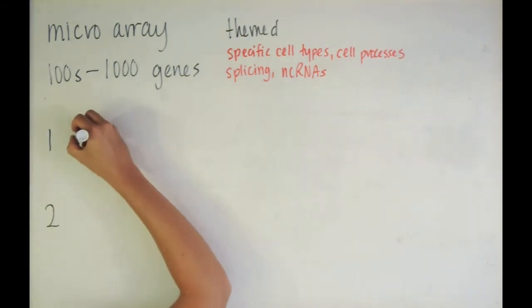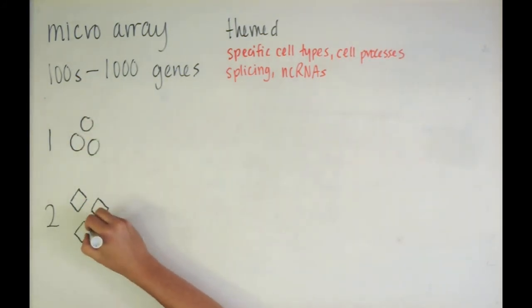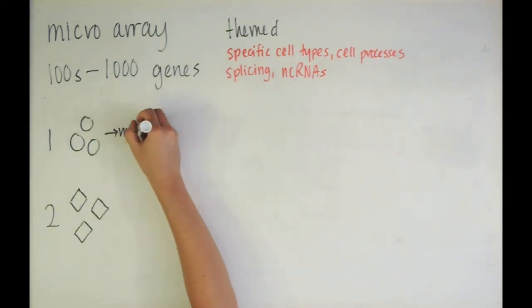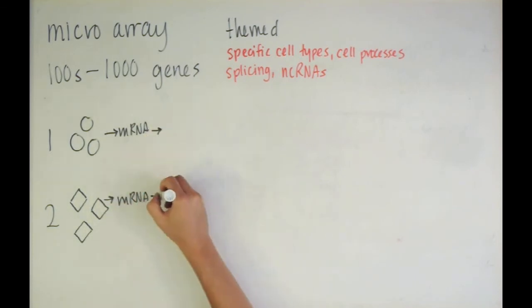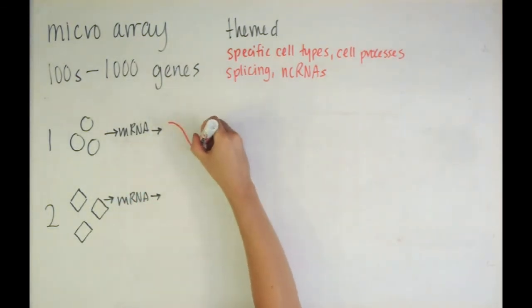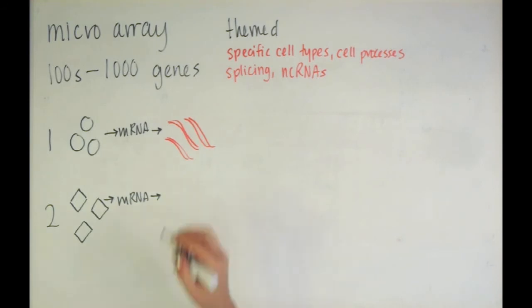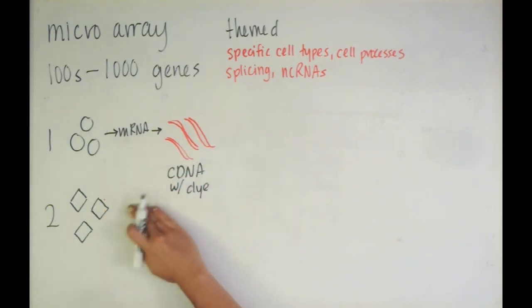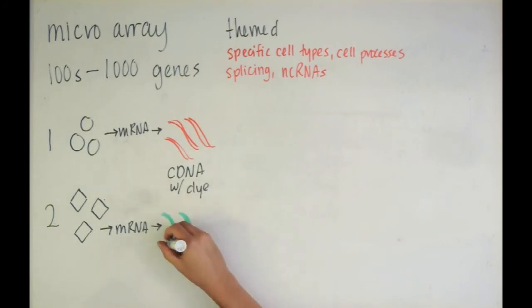How does a microarray work? Basically, you take two different cell populations, let's call them 1 and 2, collect mRNA, and make cDNA via reverse transcription. But you label your cDNA with two different fluorescent dyes. Green and red are pretty common.